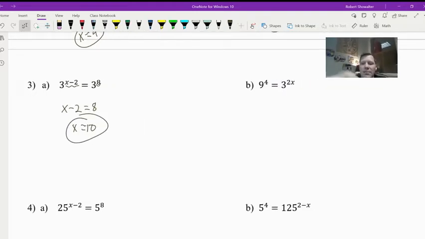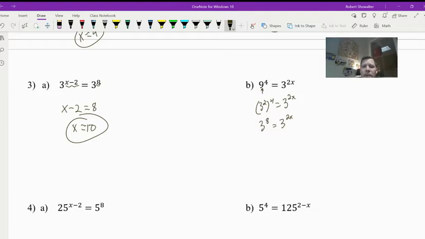All right, let's go. 3. 9 to the 4th power. Well, 9, we can rewrite that as 3 squared. Why do we know that? Because we're fancy. And over here, we have 3 to the 2x. Okay, power to power situation. We can multiply those two. That's one of the rules we talked about. And then we get 8 equals 2x. Divide by 2, and we get x is 4.